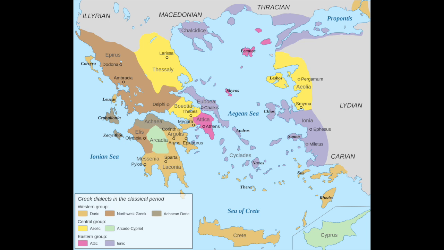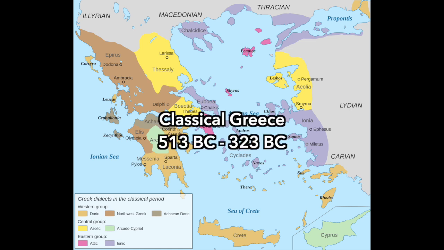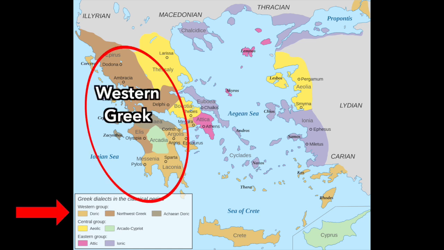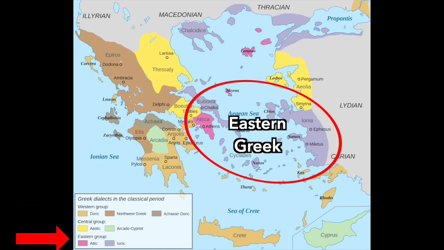So the dialects in the classical period, and the Greek classical period is different from the Roman classical period. The Greek classical period goes from the late 6th century to the mid-4th century BC, before Alexander the Great went hog wild or whatever he did in Asia. Thus, the dialects in the classical period are divided into three major groups: Western Greek, Central Greek, and Eastern Greek.